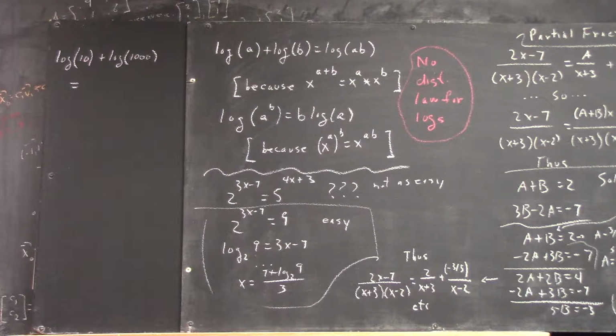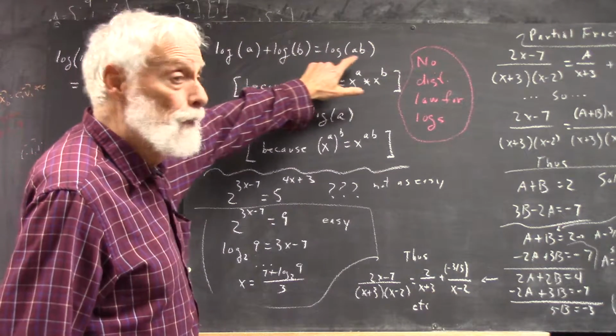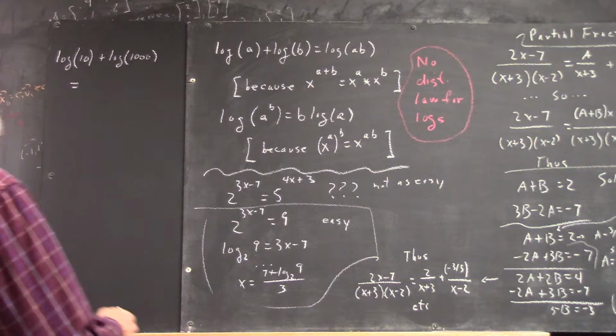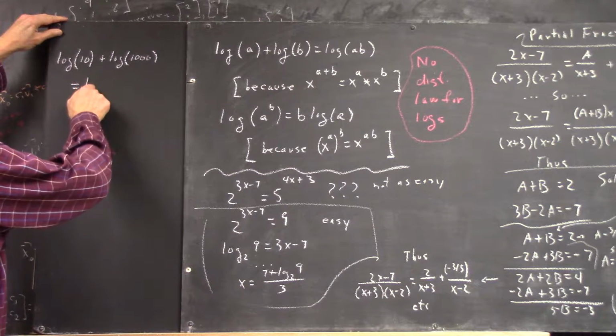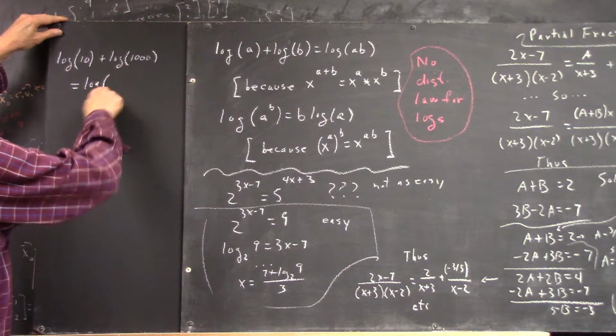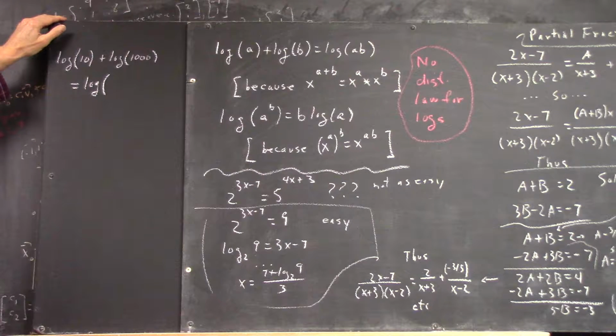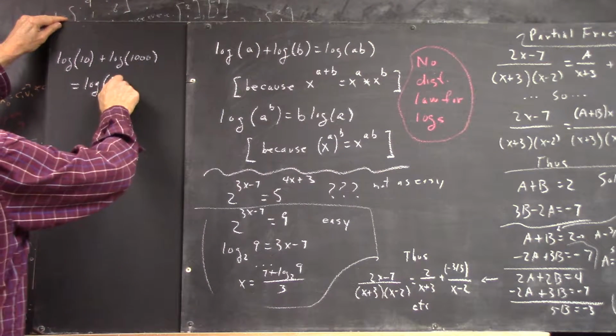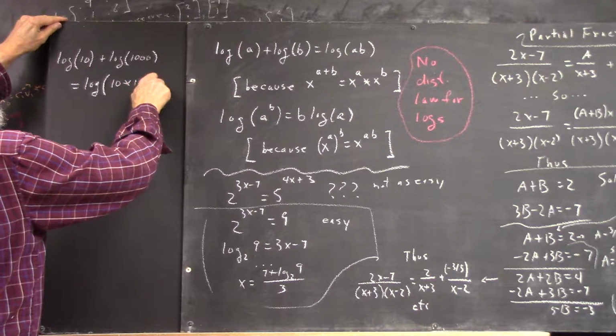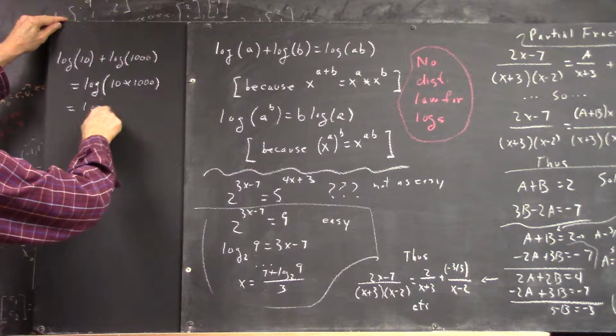What's a log of 10 plus a log of 1,000? Which law over there applies? One of them does. Well, the first one does, right? And you get the log of what? 10 times 1,000, yeah. That's 2.